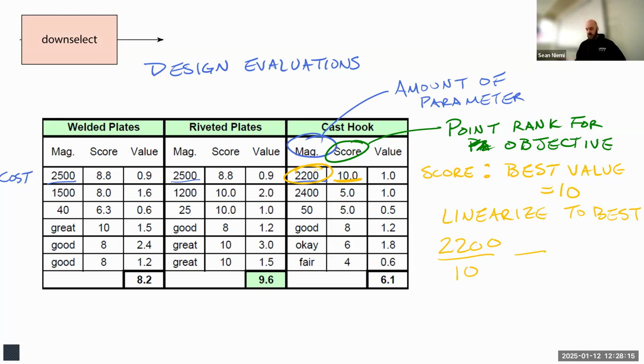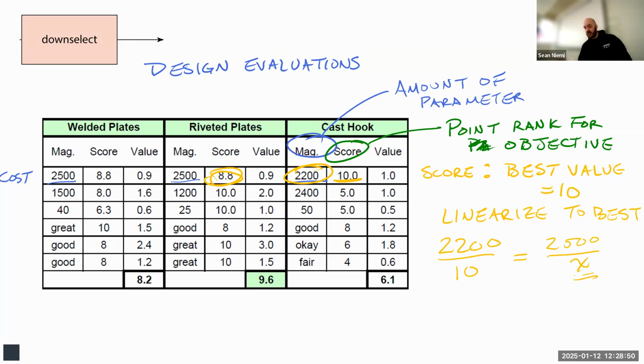$2,200 is to 10 points. This ratio right here, 2,200 to 10, is equal to 2,500 over X. And this X becomes the other scores in the system by figuring out that ratio. So we linearize everything to get our scores.